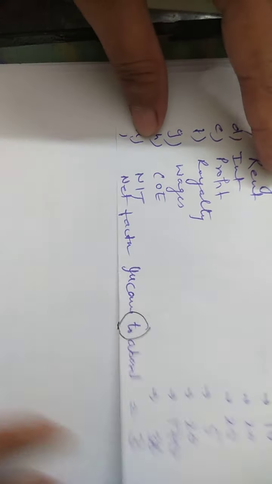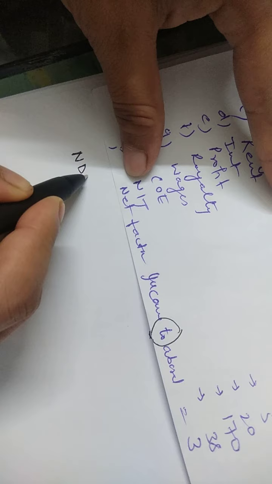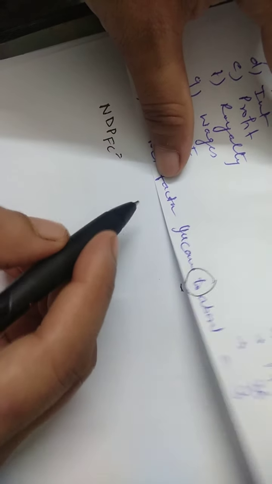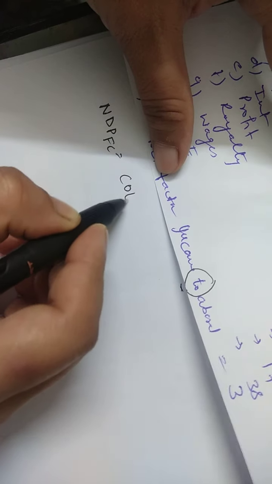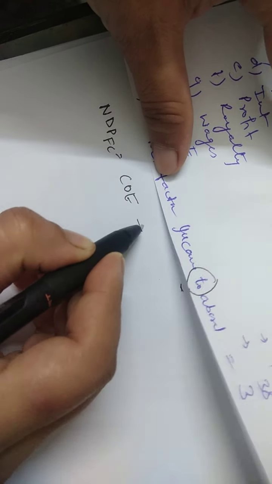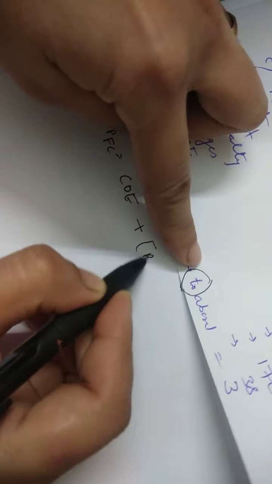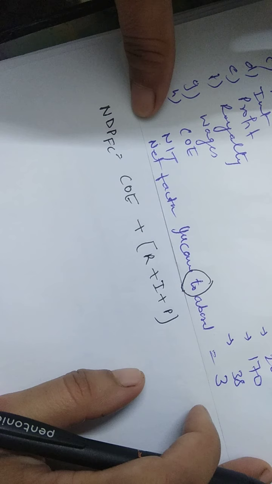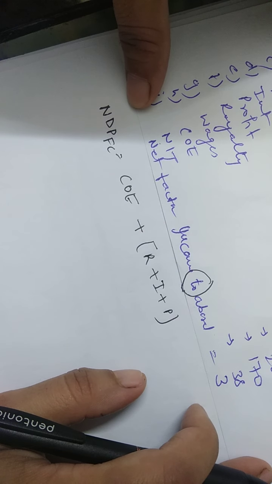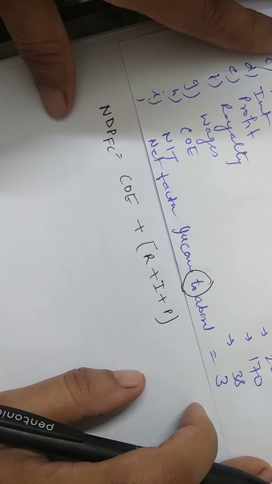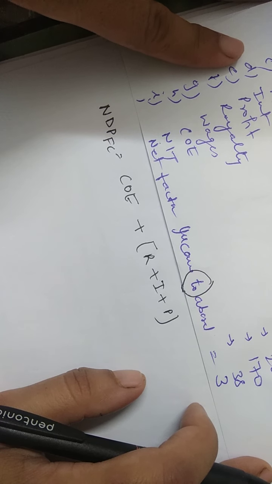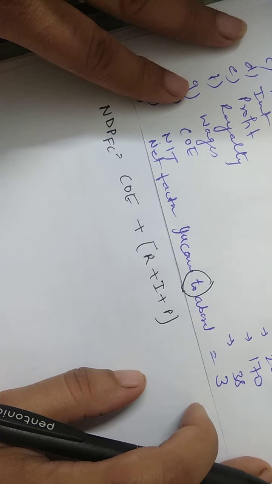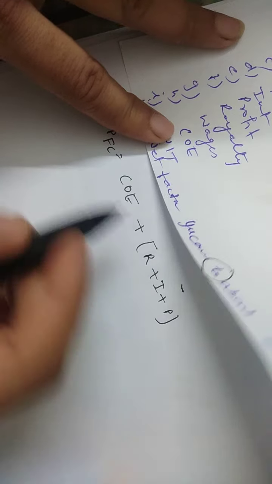As we all know, the first aggregate to be calculated is NDP at factor cost, and we'll be writing the formula for NDP at factor cost. It is compensation of employees plus rent, interest and profit, that is the operating surplus, and mixed income. Mixed income in this question is not given to us, so we will ignore it. Now for NDP at factor cost, COE is given, 170.